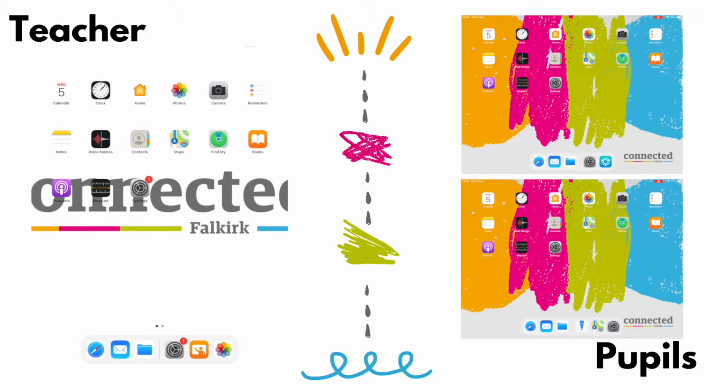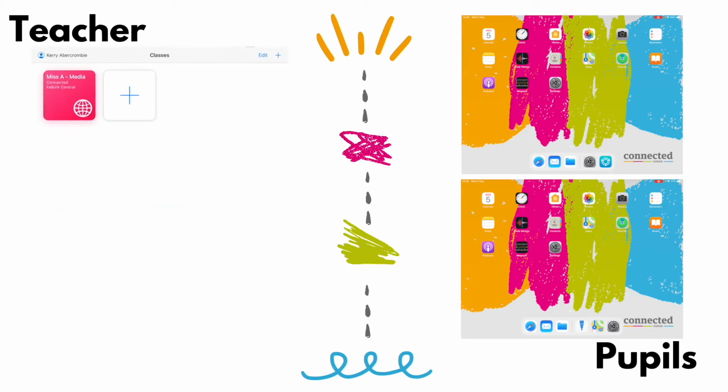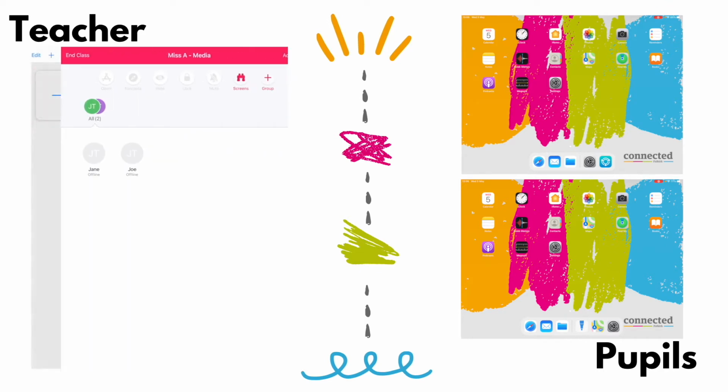So we're going to open the Apple Classroom app, which is the orange tile with the whiteboard, and you'll see we're automatically presented with all of the classes that we've set up previously. I'm going to use this Miss A Media one, which we used before. And you'll see we've got Joe and Jane from the previous video.